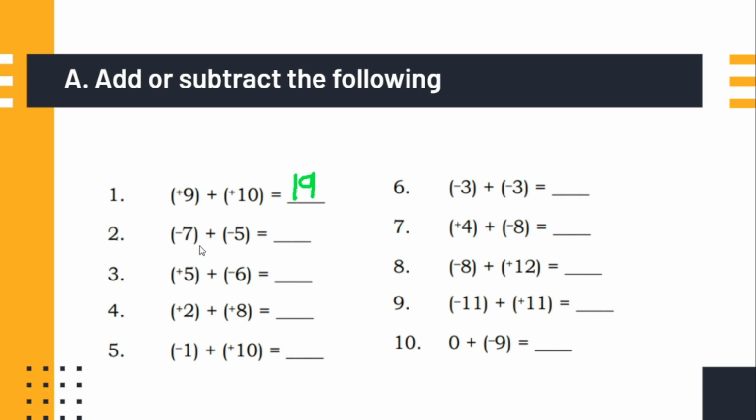Negative 7 plus negative 5. Parehong negative. Paano natin na-add? Just add them and then copy negative sign. So, that is negative 12.